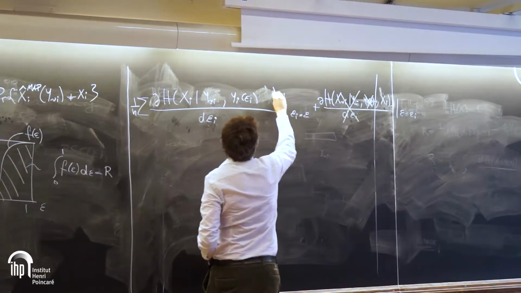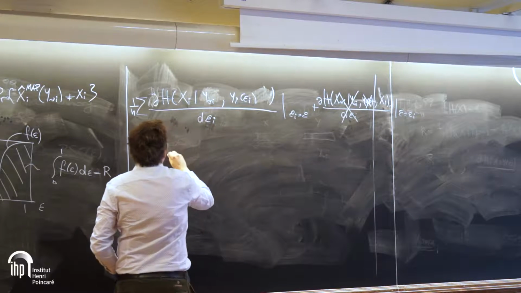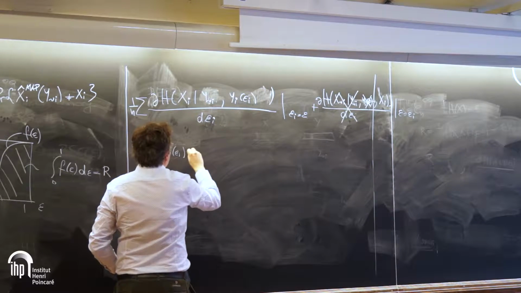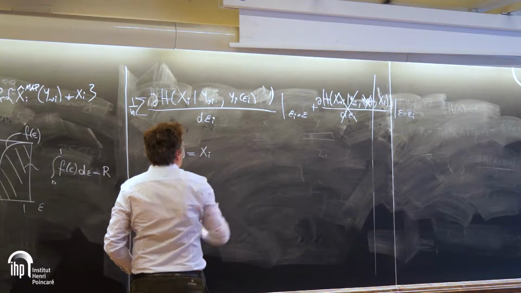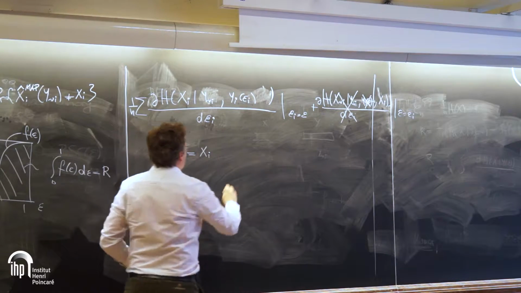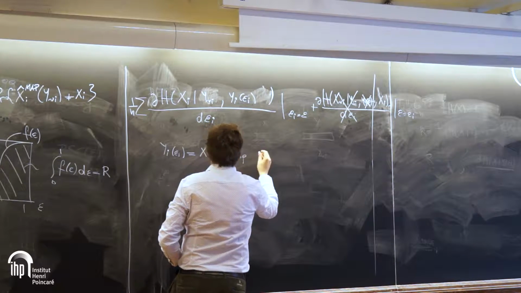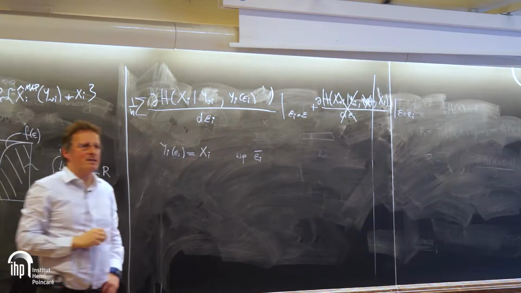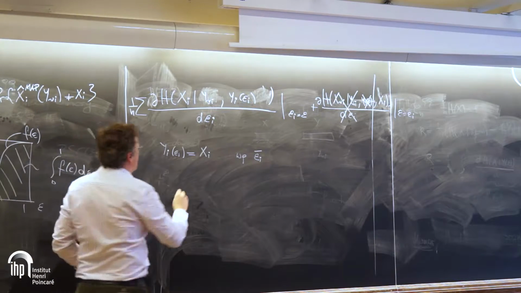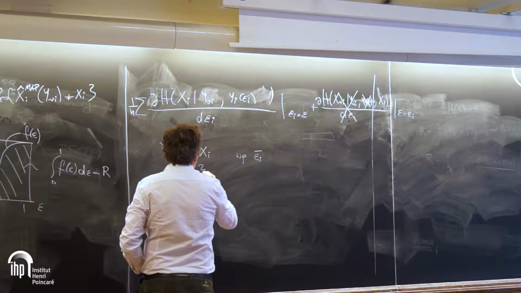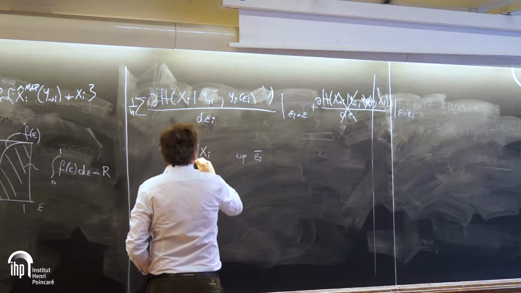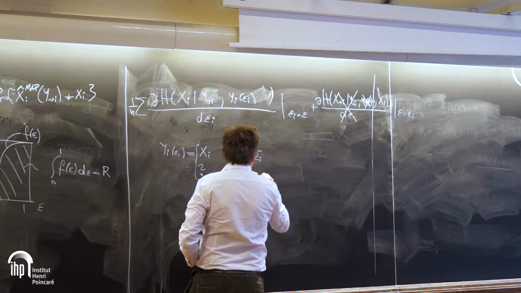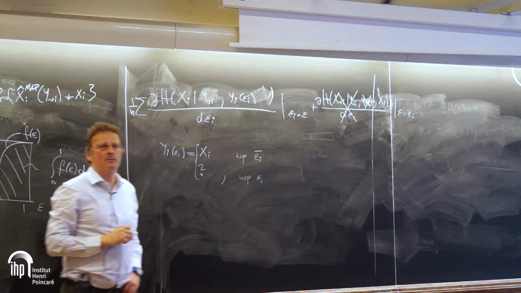Right, I have a conditioning here. So what can happen, right? So the y i epsilon i can either be equal to x i, right? And it's equal to x i with probability epsilon i bar, right? So if it wasn't erased, it's this. Or it's equal to a question mark, so it gives me no information, right? And that happens with probability epsilon i, right?